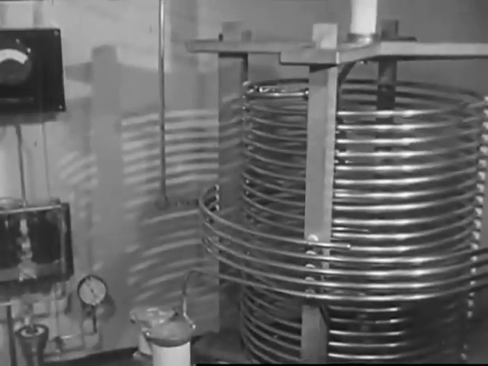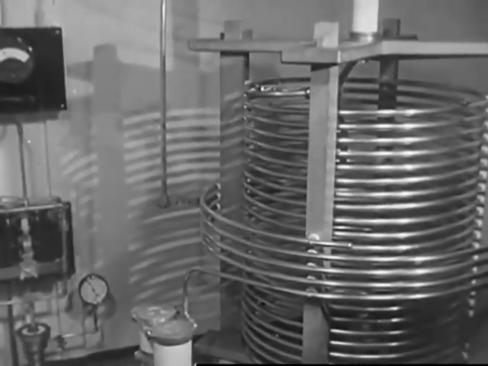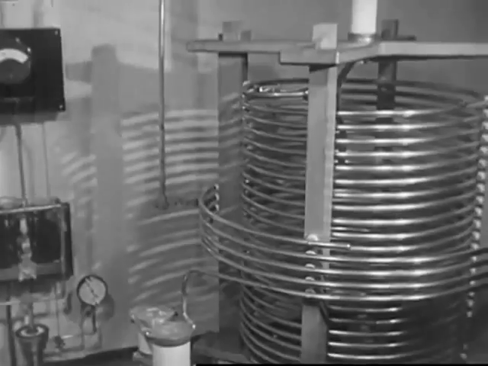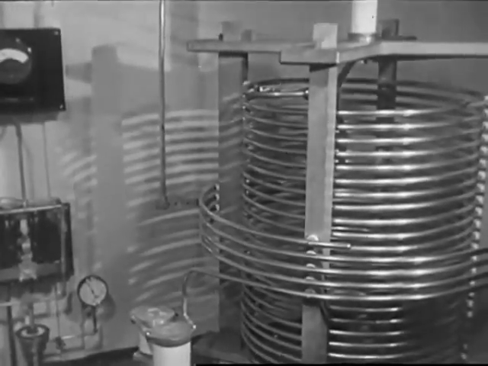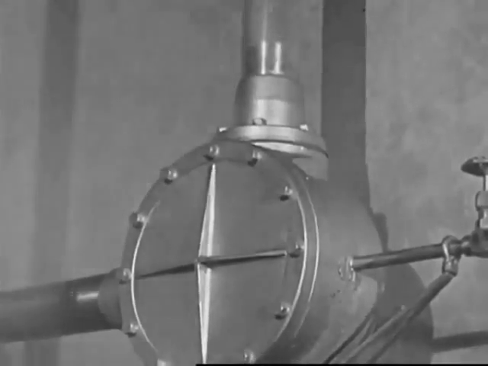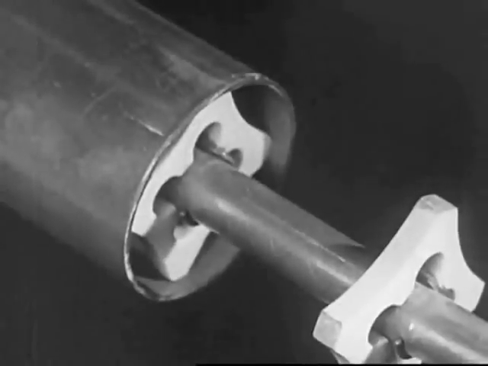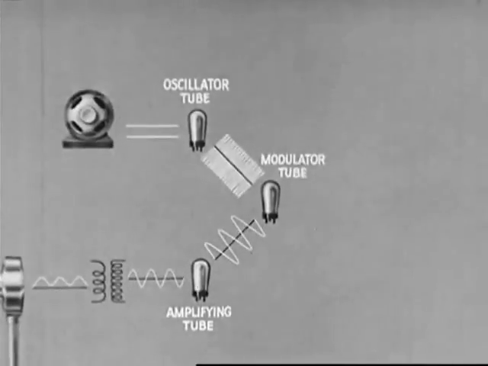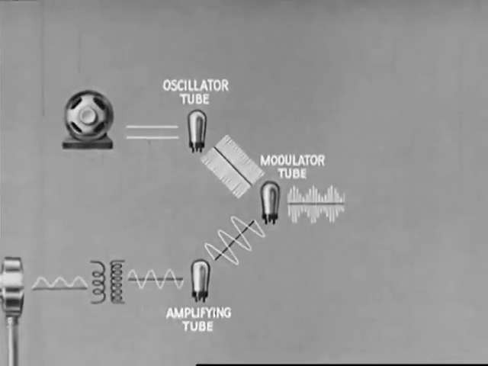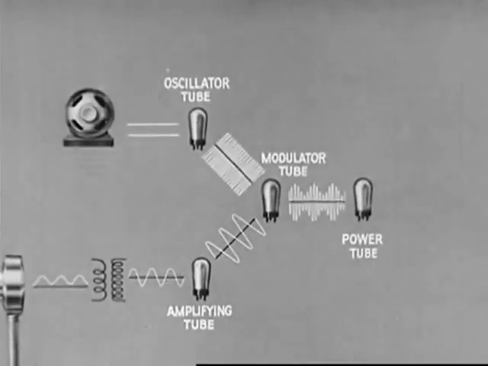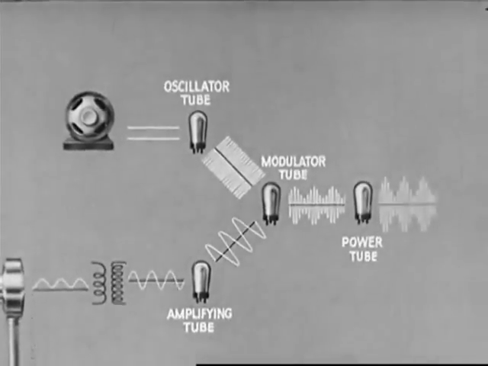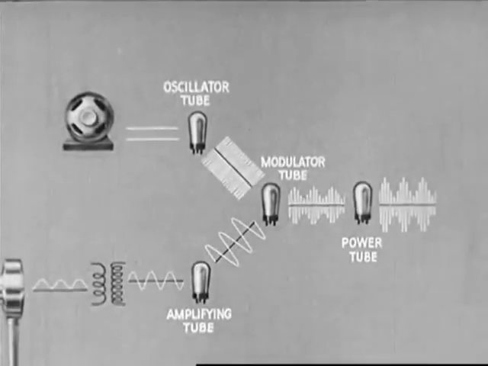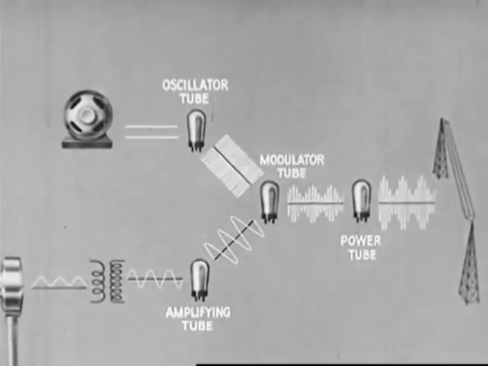The current from the power tubes goes to this antenna coupling unit, which is essentially a transformer. The current is carried by two insulated copper tubes, one within the other, to the antenna. To review the events, the modulated radio frequency current coming from the modulator goes to the power tubes. The power tubes amplify this current, which then goes to the antenna.